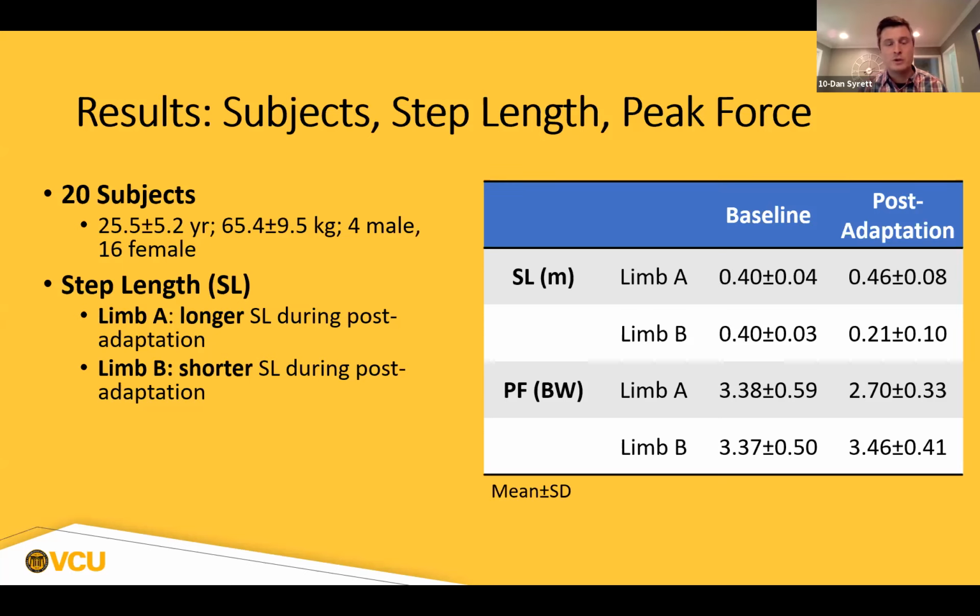But that nomenclature will help a little bit later on. So as you can see from the table to the right, both limb A and limb B had similar step lengths, and they diverged exactly as we'd expected during the post-adaptation condition.